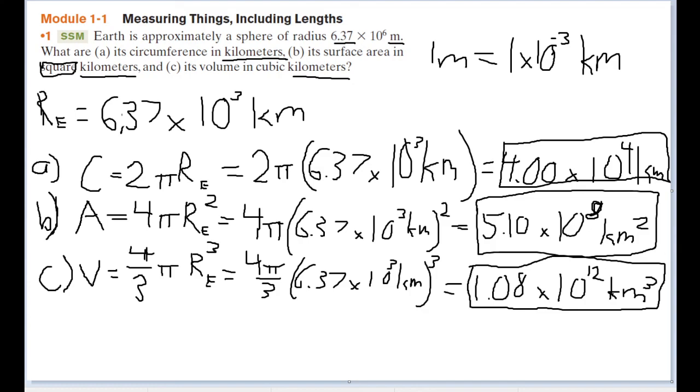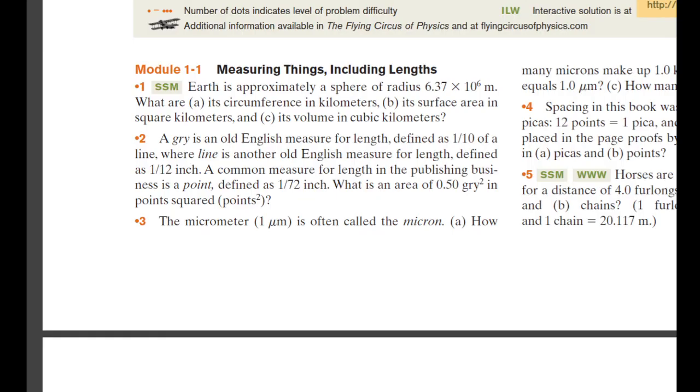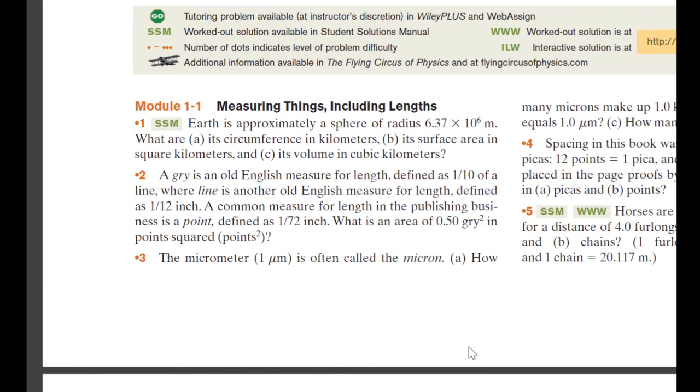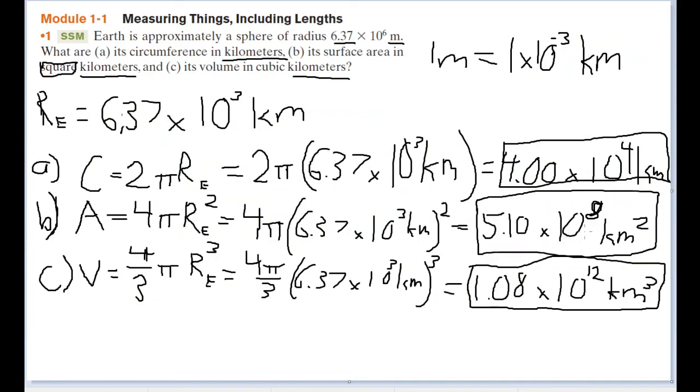Now, this is the first problem in the textbook, the little textbook I have open right here. And there are a lot more problems to get through. So, let's wish ourselves luck on this journey.